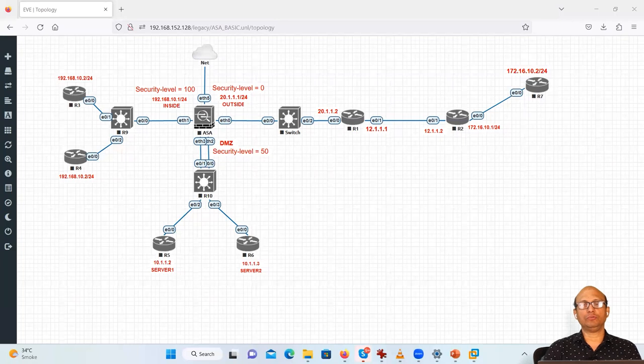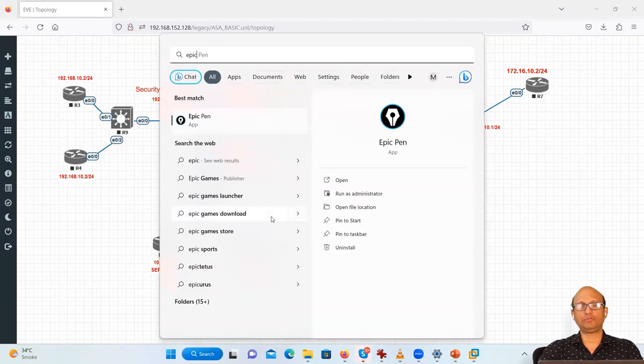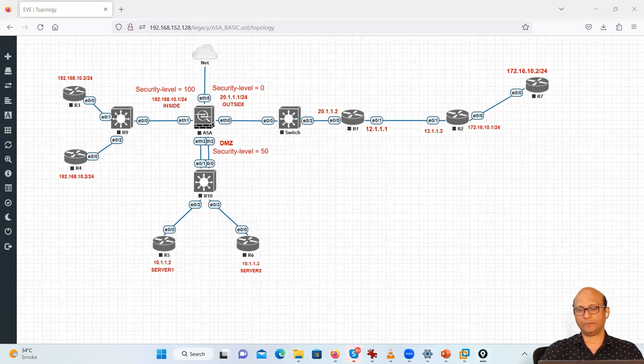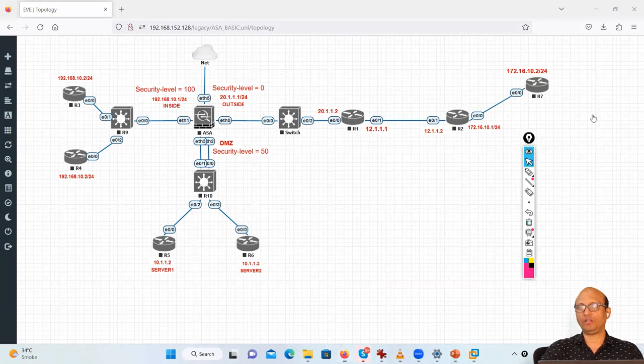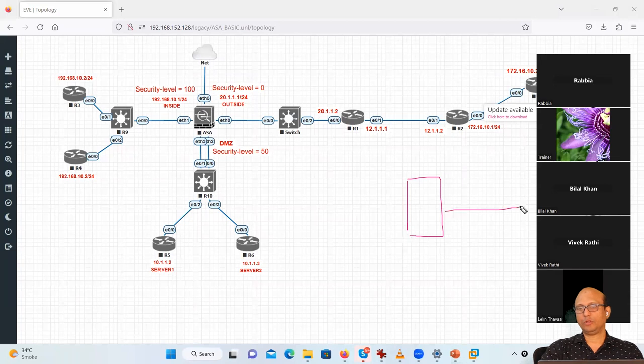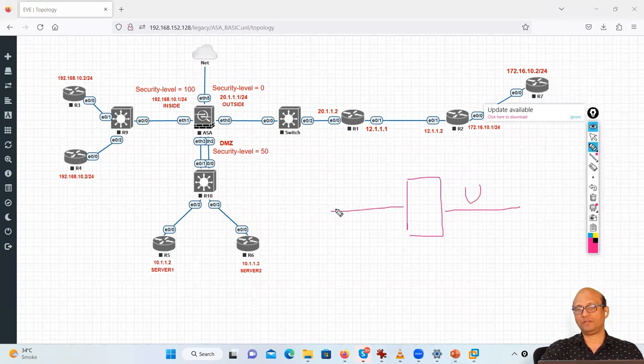Now, the firewall earlier used to have only two sides: one trusted and one untrusted. Now what is trusted and what is untrusted? This is untrusted and this is trusted. Why is this untrusted? Because it is facing the internet. And why is this trusted? Because it is facing the LAN.